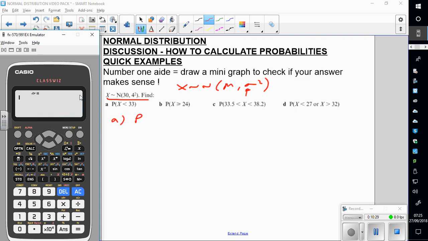So for part A, I want to see x is less than 33. So what you always want to do is draw a quick diagram of that.